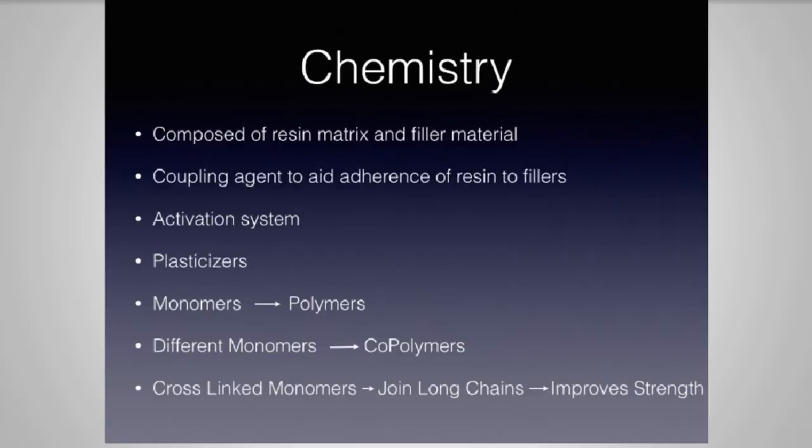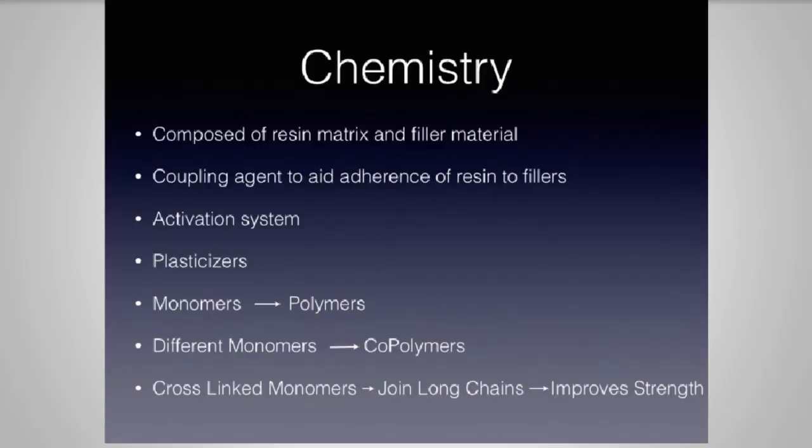Composites are composed of a resin matrix and, of course, a filler material of some type. Coupling agents are also used to aid in the adherence of the resin to the filler material. Next, there is an activation system. This is what starts the curing process. Plasticizers are used to increase the plasticity or fluidity of the material. You know, that's the feel, the texture, and handling properties of the material.